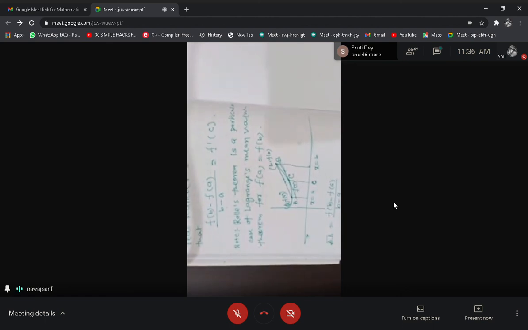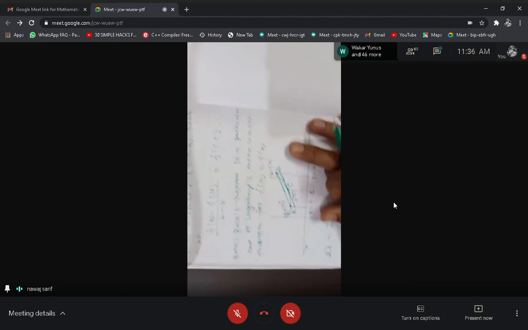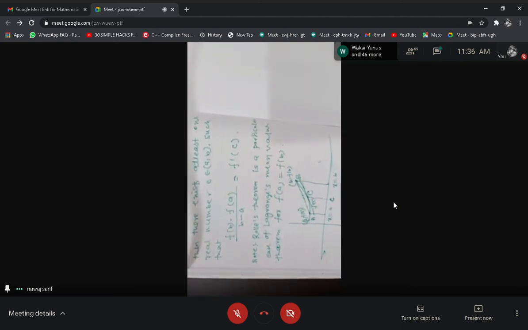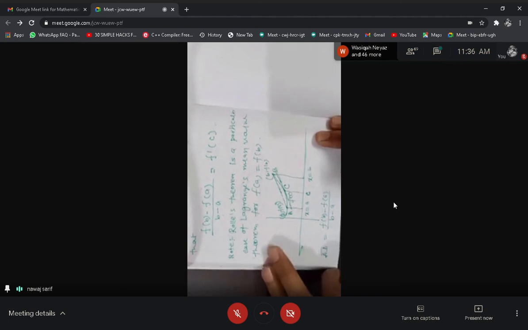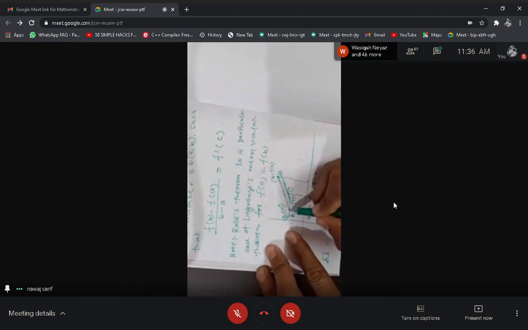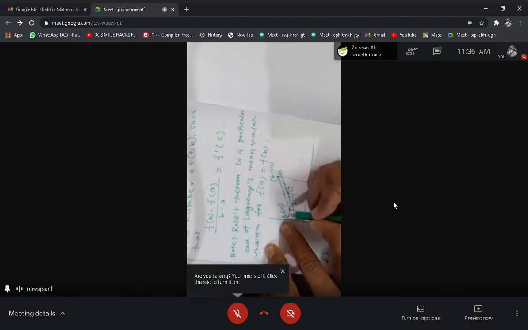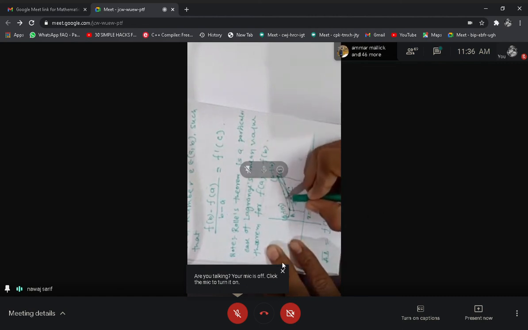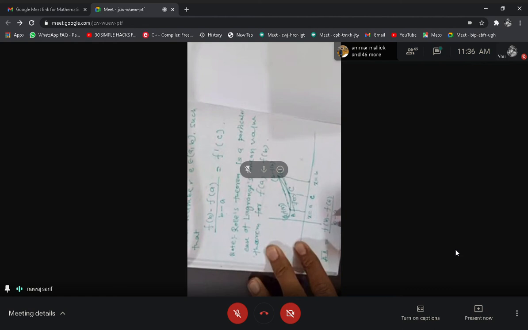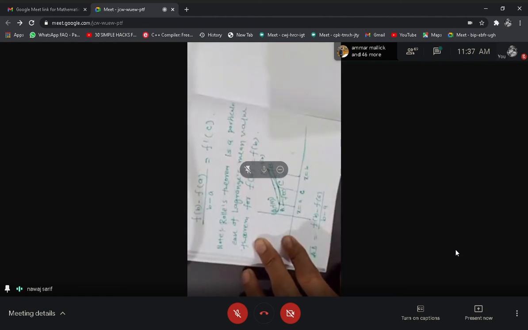Understand the geometrical interpretation of Lagrange's mean value theorem. This point is A and this point is B. This is (a, f(a)) and this is (b, f(b)). Then what is the slope of the line joining these 2 points? It is (f(b) minus f(a)) by (b minus a).